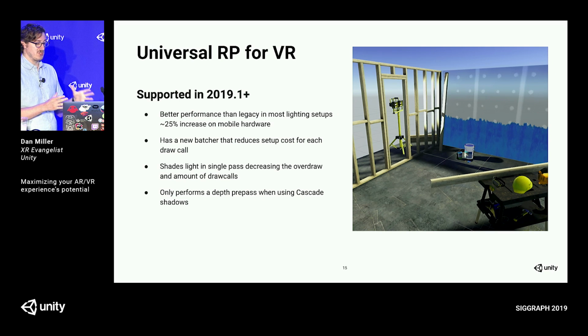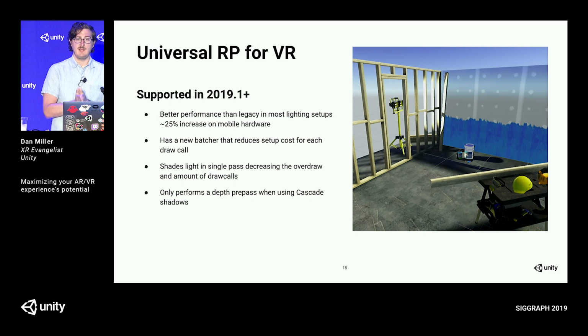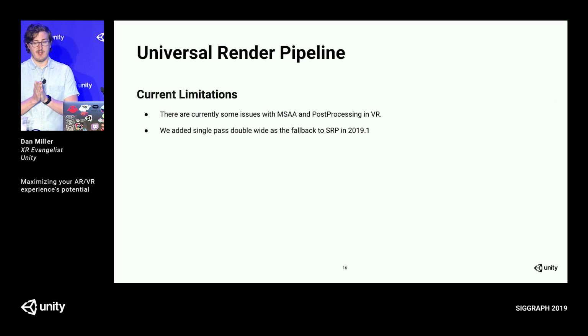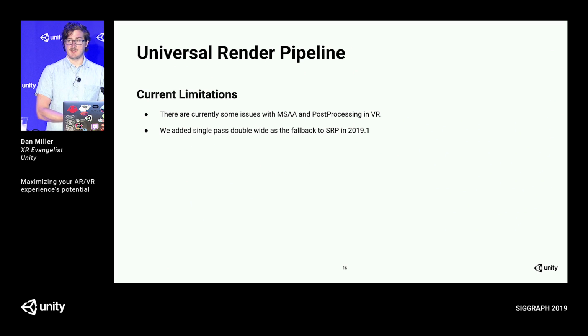We do have certain optimizations for virtual reality in the Universal Render Pipeline. But because it needs to support all the different platforms, it is still a work in progress. And there are some things to consider with stuff like multi-sampling, anti-aliasing, as well as post-processing.